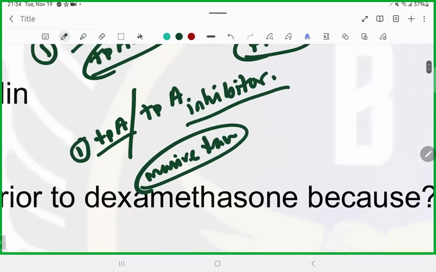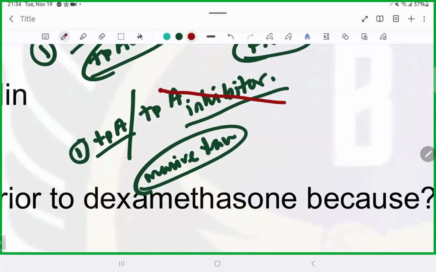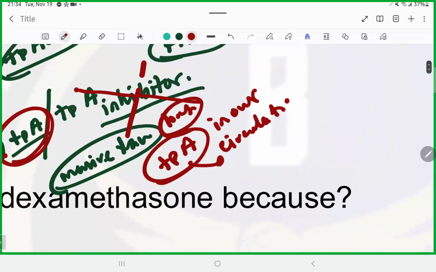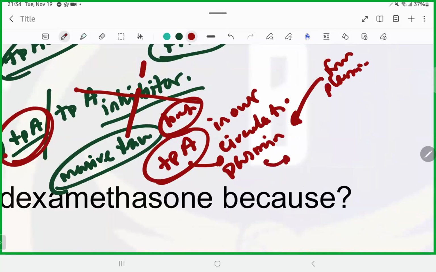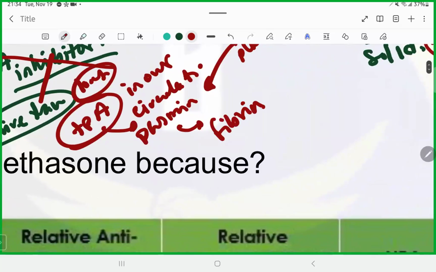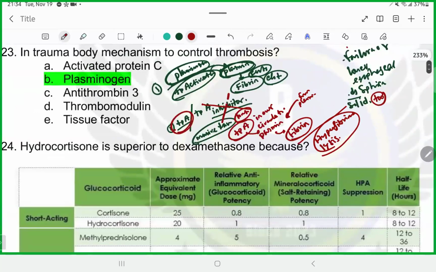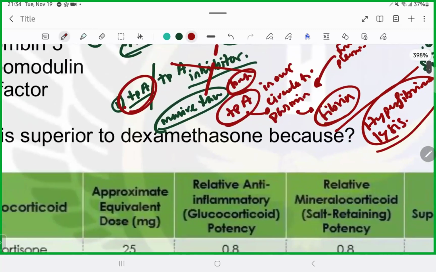Whenever there is a massive trauma, we lose a lot of tissue plasminogen activator inhibitor. So there is a lot of tissue plasminogen activator in our circulation, and it will make a lot of plasmin from plasminogen, and it will break fibrin or the clots, and this is termed hyperfibrinolysis.